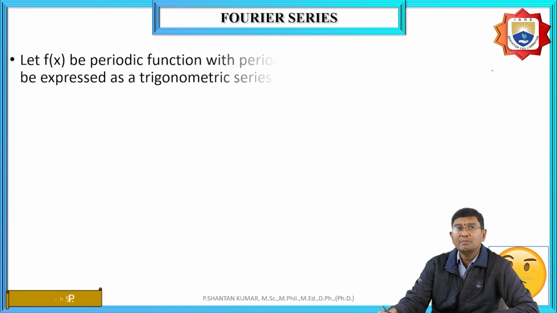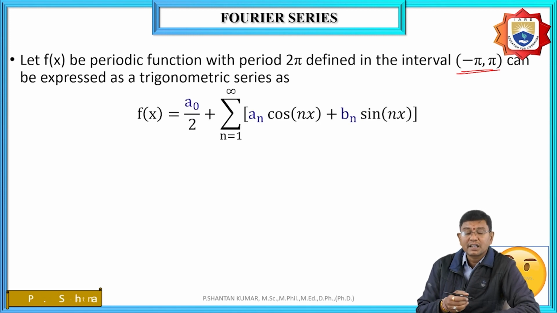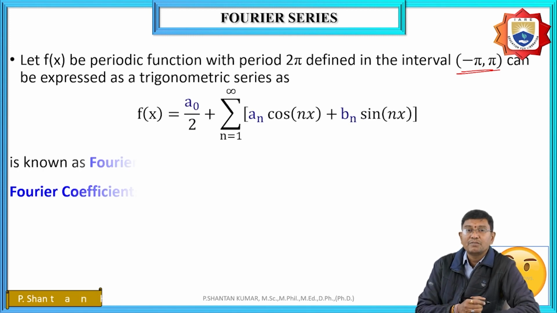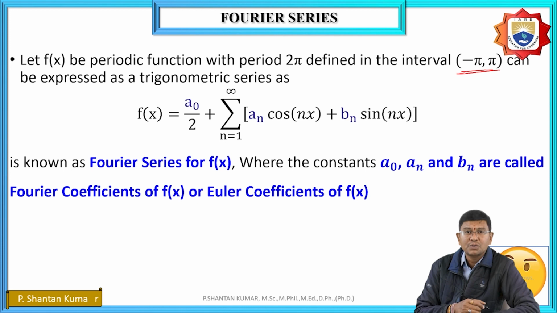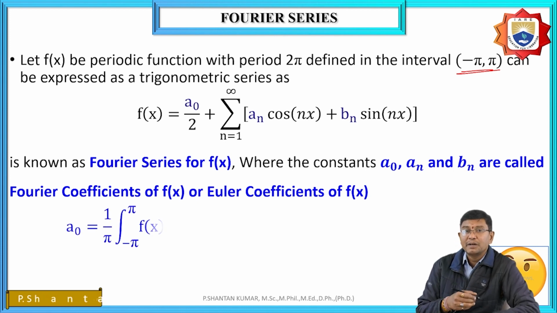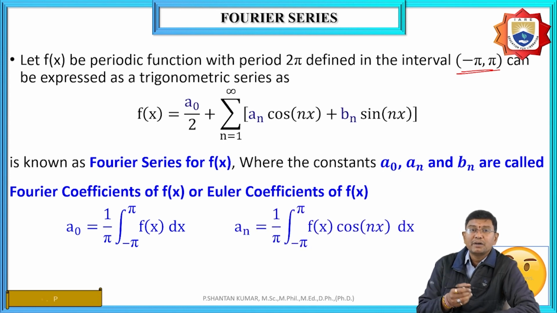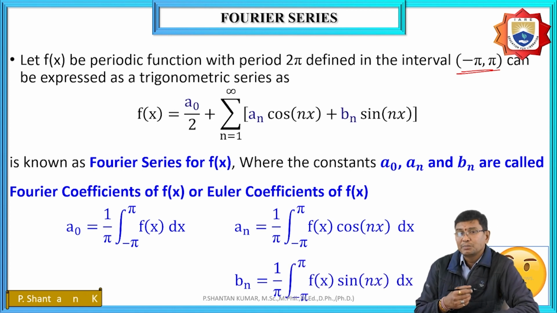And for example, if the limits are minus pi to pi, we need to replace c is equal to minus pi in the general formula. Therefore, we obtain the same series. Therefore, a naught, an and bn are called the Euler coefficients, where a naught is 1 by pi integral minus pi to pi f of x dx, an is 1 by pi integral minus pi to pi f of x into cos nx dx, and bn is 1 by pi integral minus pi to pi f of x into sin nx dx.